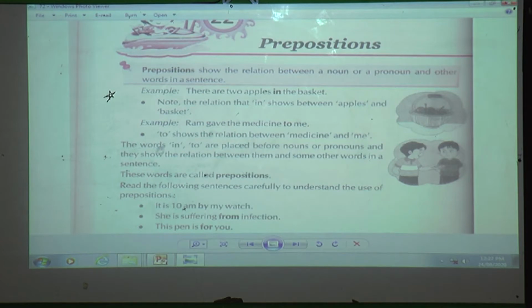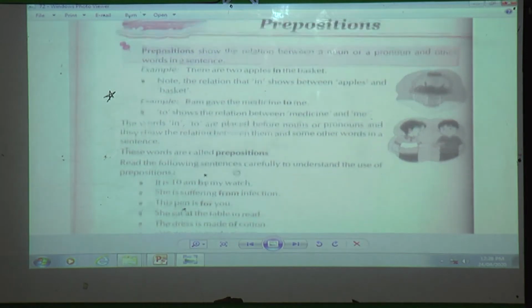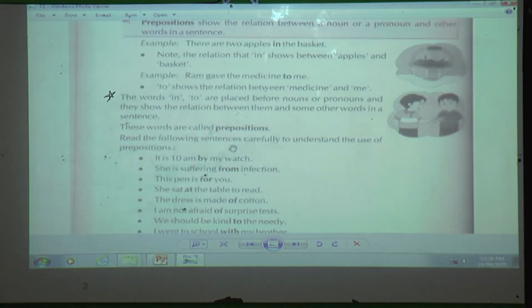So the words 'in', 'to' are placed before nouns or pronouns and they show the relation between them and some other words in a sentence. So these words are called, yes, these words are called prepositions. Understood till here, students? What is the definition and how the preposition shows the relation between noun and pronoun?